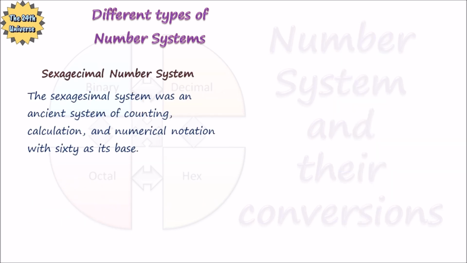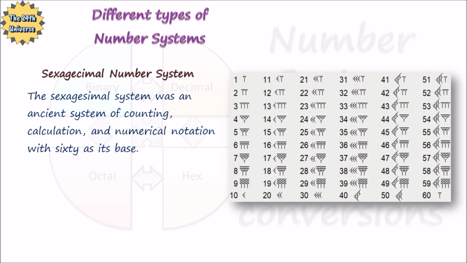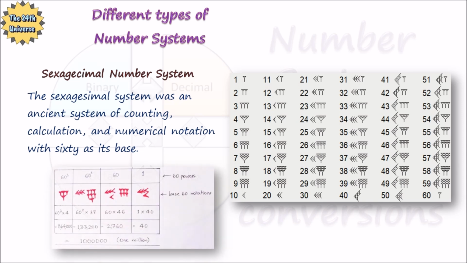Another system is the sexagesimal system. It was an ancient system of counting, calculation, and numerical notation with 60 at its base. Sexagesimal system is also known as base 60. It originated with the ancient Sumerians in the 3rd millennium BC, was passed down to the ancient Babylonians, and is still used in a modified form for measuring time, angles, and geographic coordinates.